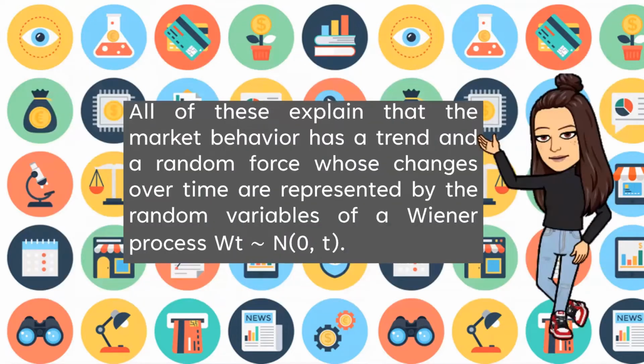All of these explain that the market behavior has a trend and a random force whose changes over time are represented by a random variable of a Wiener process, distributed with a mean of 0 and a standard deviation of t. Regarding its application, it is necessary to solve stochastic differential equations and to calibrate the parameters of the processes that solve these equations.